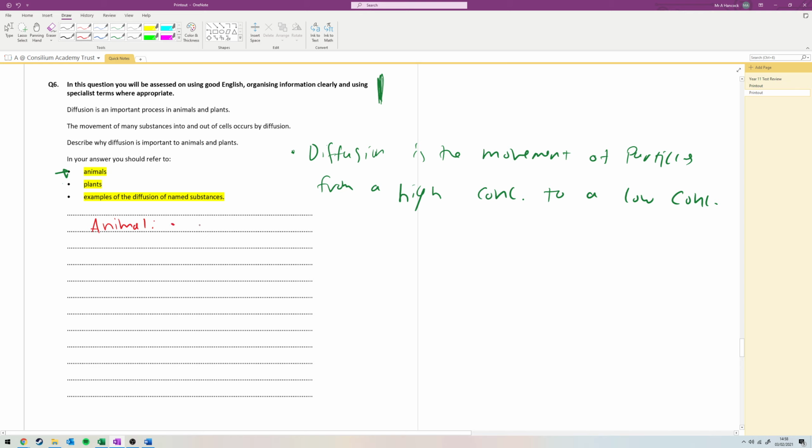Well, the biggest process in an animal that we stay alive by is respiration. Now, what is respiration? I'm actually going to write the equation because I remember what it is. Well, we use glucose plus oxygen, and that makes carbon dioxide, and that makes water, and it makes energy.